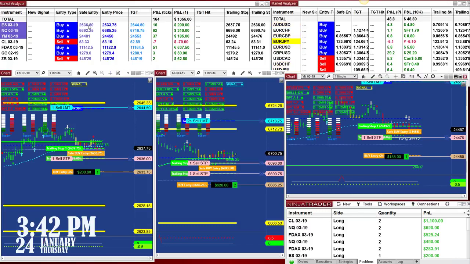You can see the ES entry signal. As an example, here we have a buy, entry price 33.75, target 44.50, and then on the pullback re-entry we have 26.36.50. It's not the whole day, it's from the last entry signal. There are 16 ticks. And as an example, NASDAQ from the entry signal is 66.85.25, target 67.16.75. There are 63 ticks from the last entry signal.